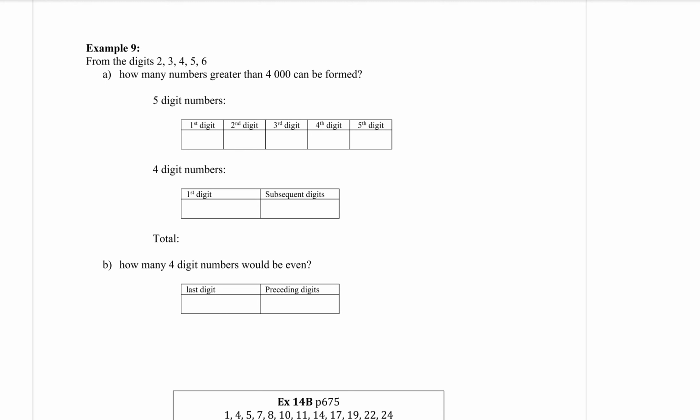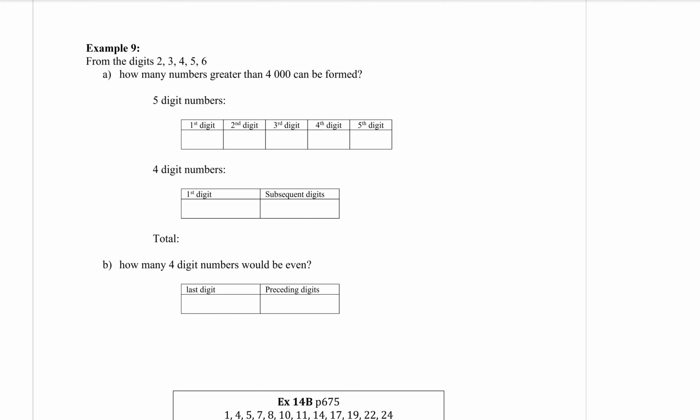So I could have all the possible 5-digit numbers, but I could also have some 4-digit numbers, assuming that the first number was larger, 4 or larger. It could be the 4 as well, so 4, 5, and 6. All right, so we've actually got 2 different things that we're going to have to put together here. So we look at them one at a time, okay?